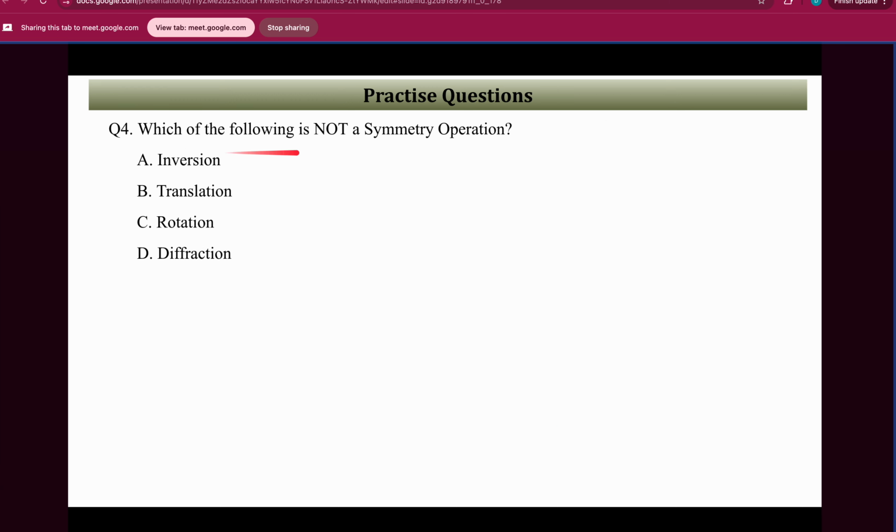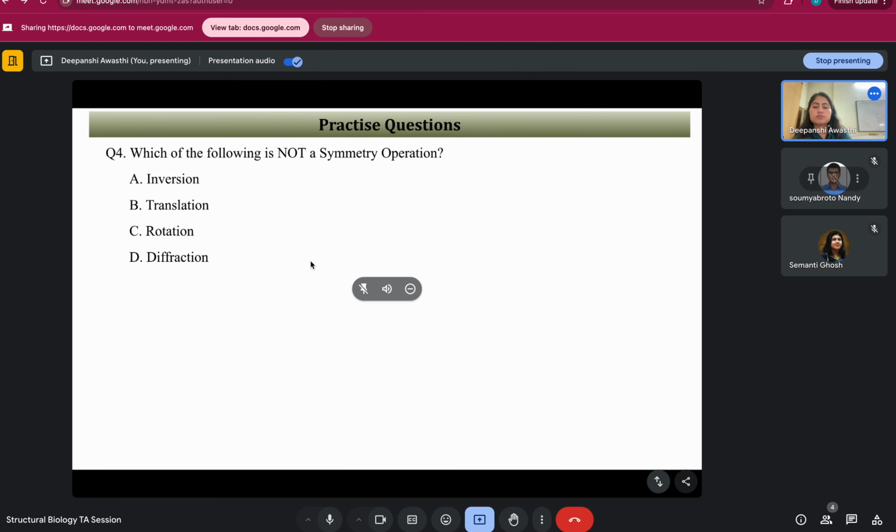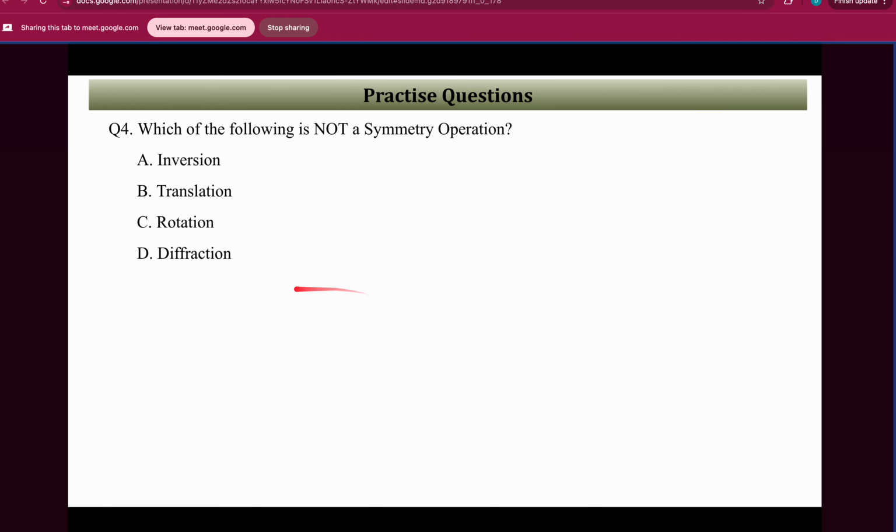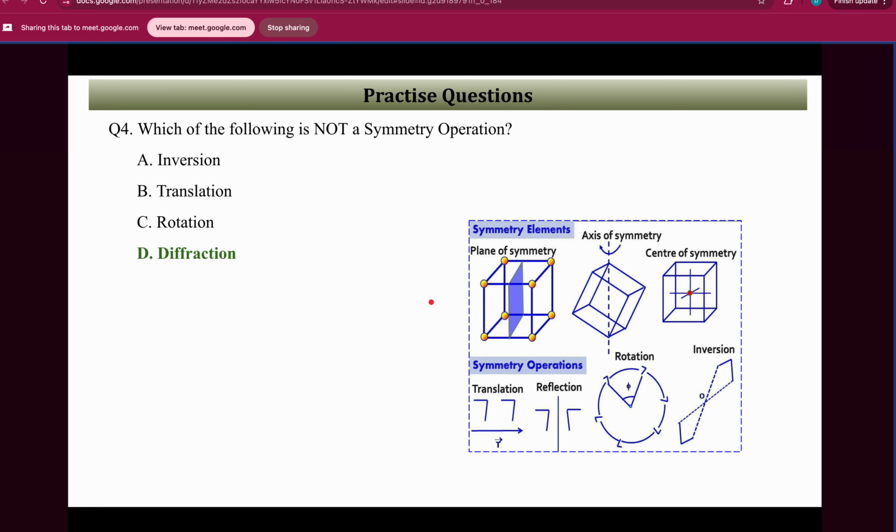Okay, the next question is, which of the following is not a symmetry operation? Option A, inversion, option B, translation, option C, rotation, and option D, diffraction. Which among them is not a symmetry operation? Yeah, this is also right. The right answer is diffraction, because the rest are symmetry operations: inversion, translation, rotation, as well as reflection and glide are also among them.